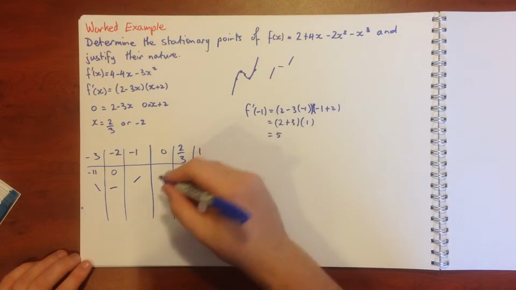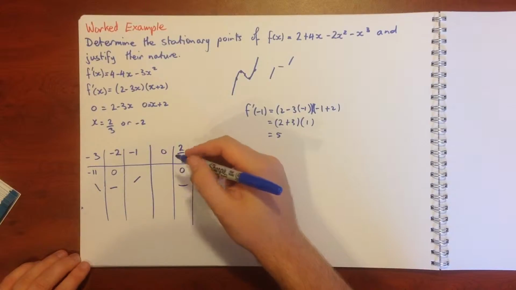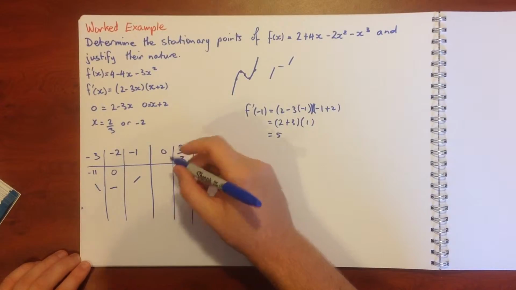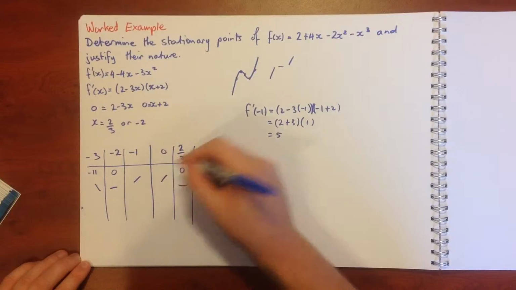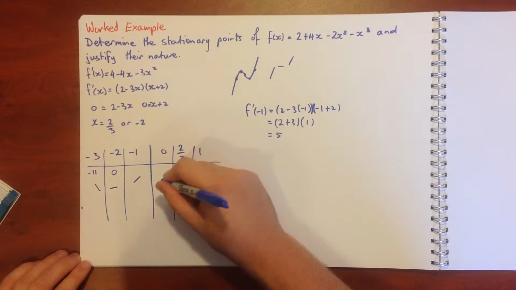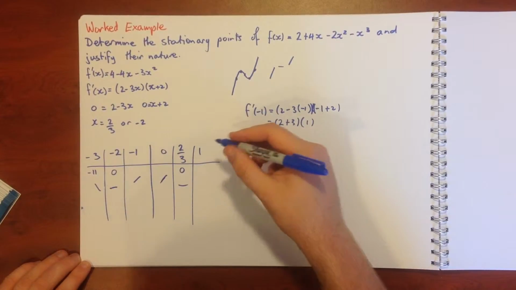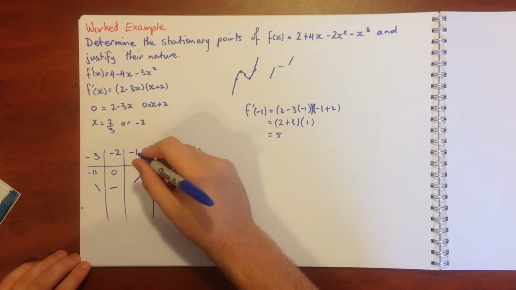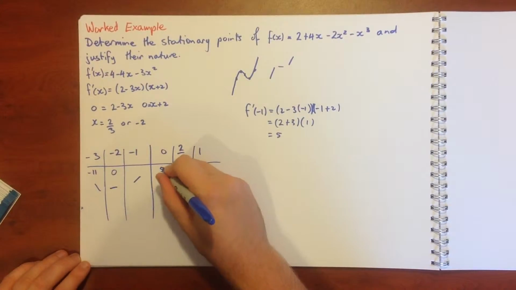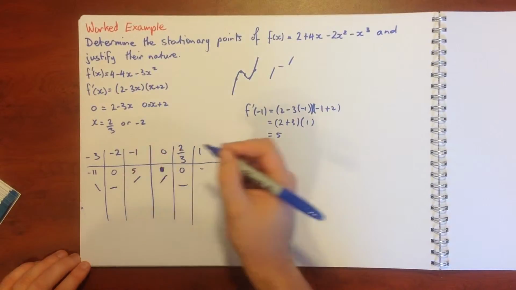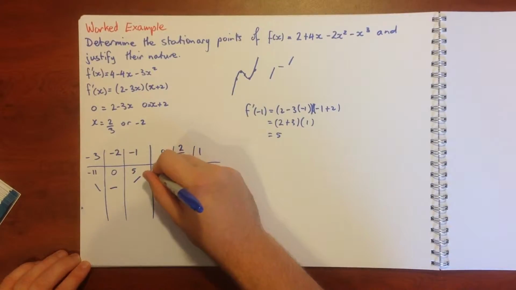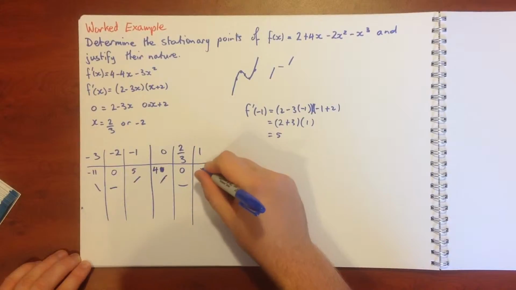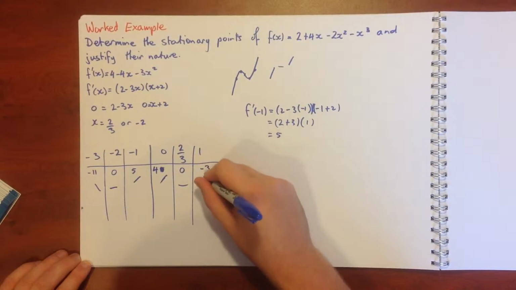For 0 we get 4, so we know that's positive as well. So we've got positive gradient, and then at 1 we get -3. Sorry, I've done that in the wrong spot. For minus 1 it was 5, for 0 it was 4, and for 1 it's -3, so it's negative.